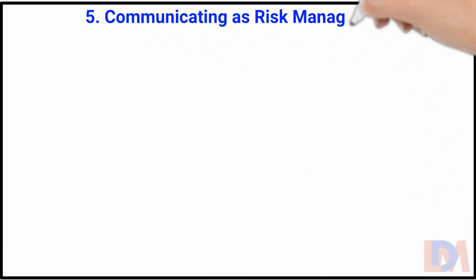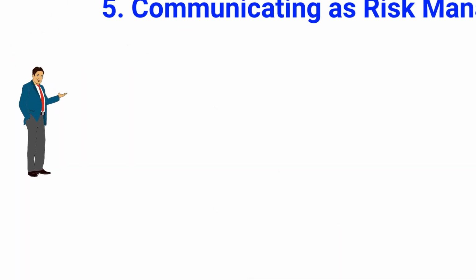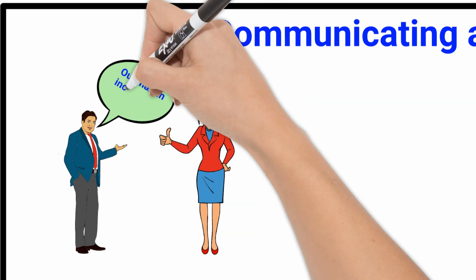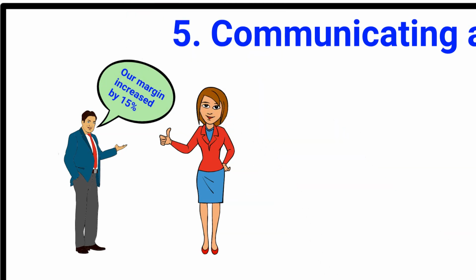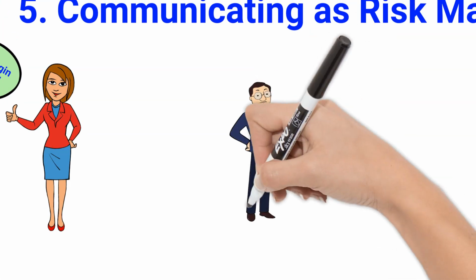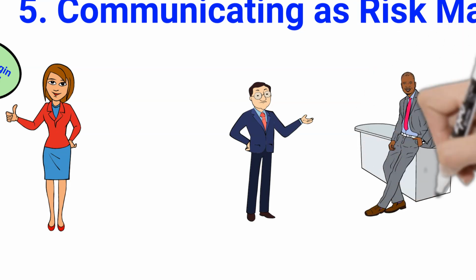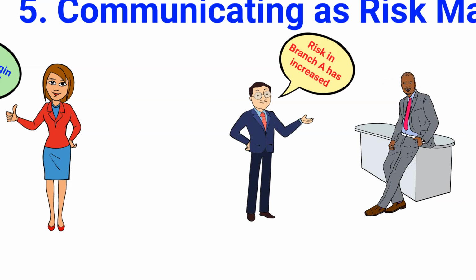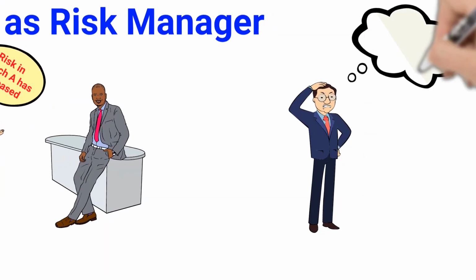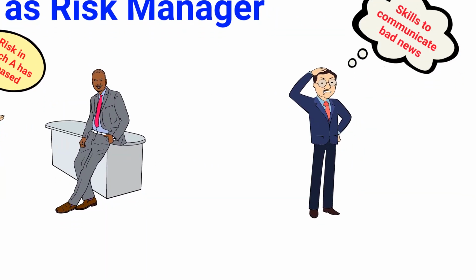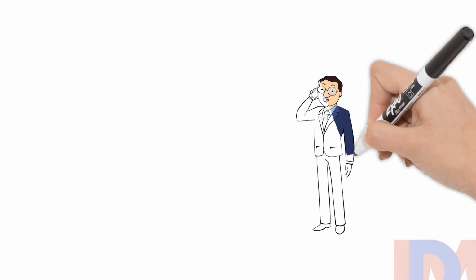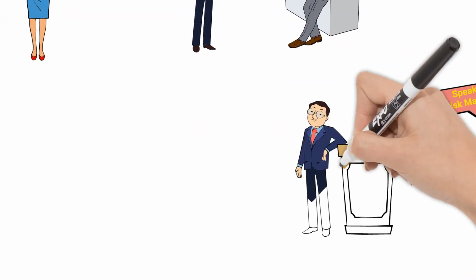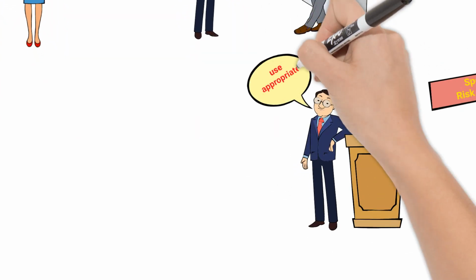Communicating as risk manager. Business managers generally comment good news, related to the performance of the institution, to their bosses. On the other hand, risk managers always need to comment about the risk, which itself is bad news, related to the institution. Risk managers require special skill to communicate such news. Also, risk managers should always speak within the organization, as risk manager. They should use appropriate risk terms for effective communication.